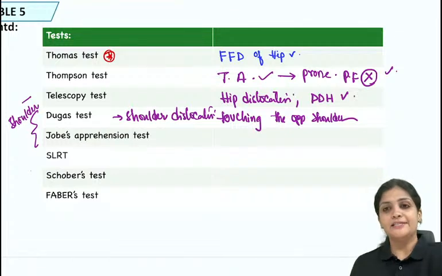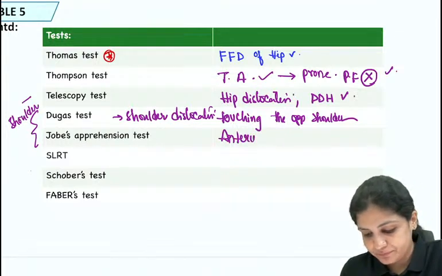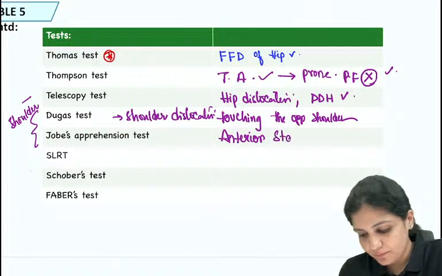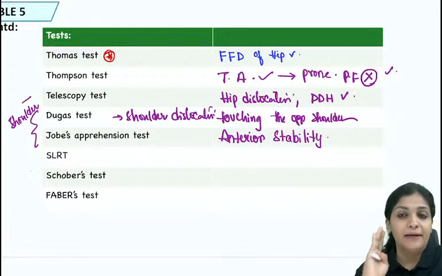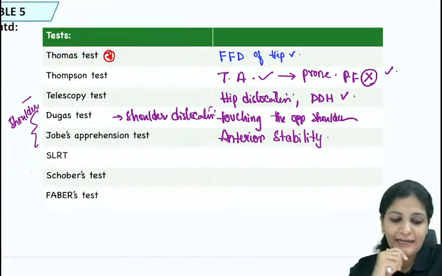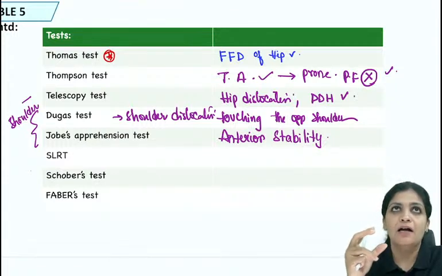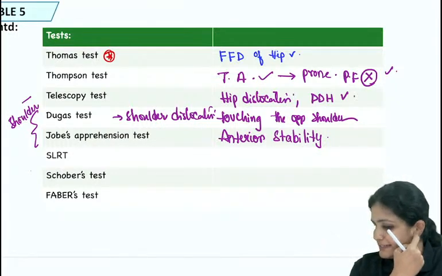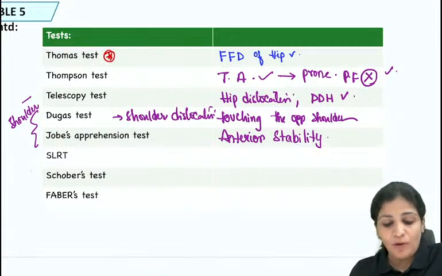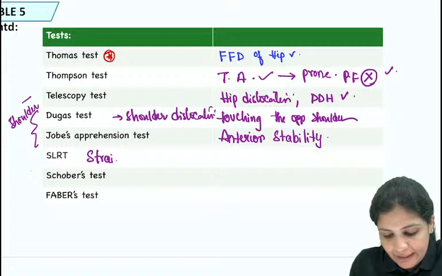So what is Job's apprehension test? Job's apprehension test is for anterior stability. So this telescopy, remember it is mainly for DDH, rather than for Perthes. Perthes also sometimes where there is a head which you can feel, there probably you can see in the later stages. What is SLRT? SLRT is straight leg raising test.